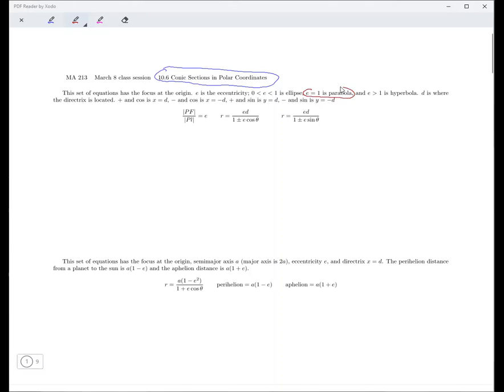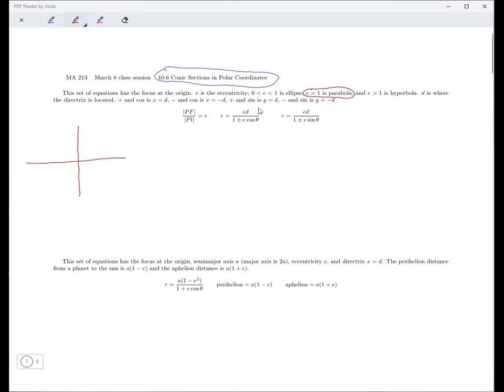Now the eccentricity, we've talked about eccentricity before. But basically, here's how it works. Every conic section has an associated focus and a directrix. So let's take the parabola, for example. That's what I want to focus on, the parabola.